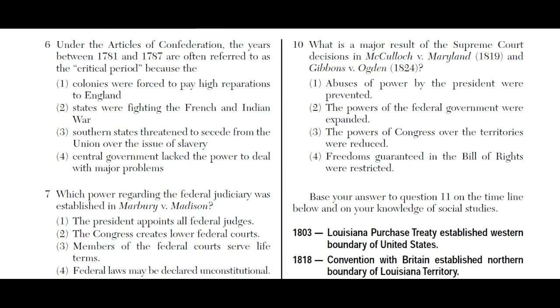6. Under the Articles of Confederation, the years between 1781 and 1787 are often referred to as the critical period. What's to remember about the Articles of Confederation? The very first government of the United States, when we first declare independence, is under this document called the Articles of Confederation. Remember, it's about a weak central government. The Articles of Confederation has no president. It has no Supreme Court. It has only the Congress.